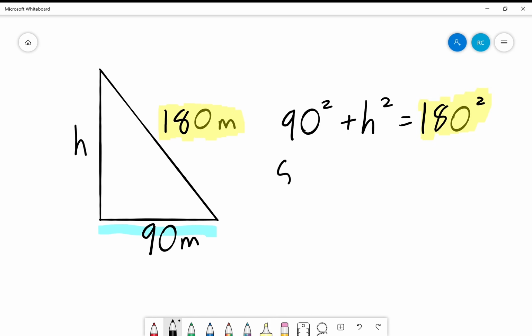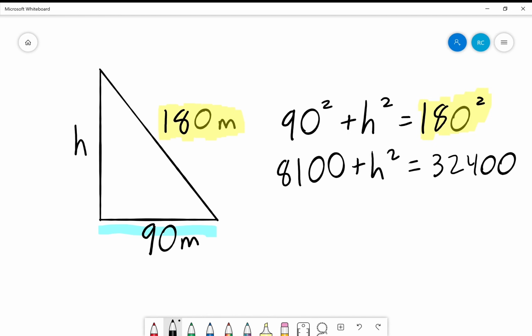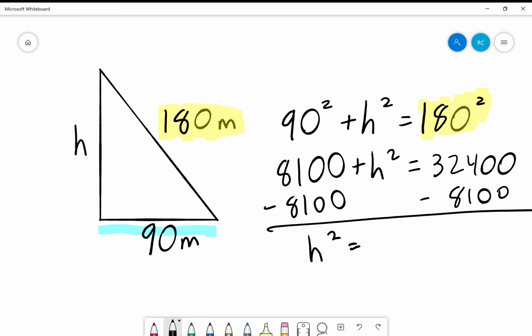Well, 90 squared is 8100, and 180 squared is 32,400. Yeah, the numbers are pretty big, but we've got a calculator, so it's not a big deal. We're going to subtract 8100 from both sides. We get h squared equals 324 minus 81. We get 24,300. So 24,300 is h squared.